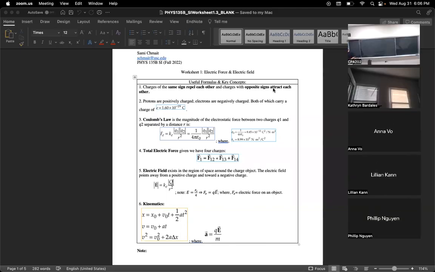All right, hi everybody. This is worksheet 1 on electric force and electric fields. We're going to start by going over the useful formulas and key concepts.